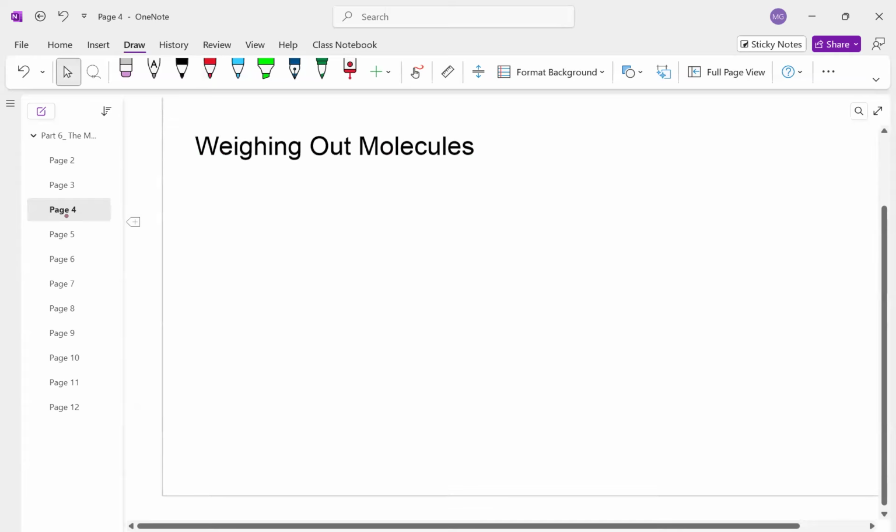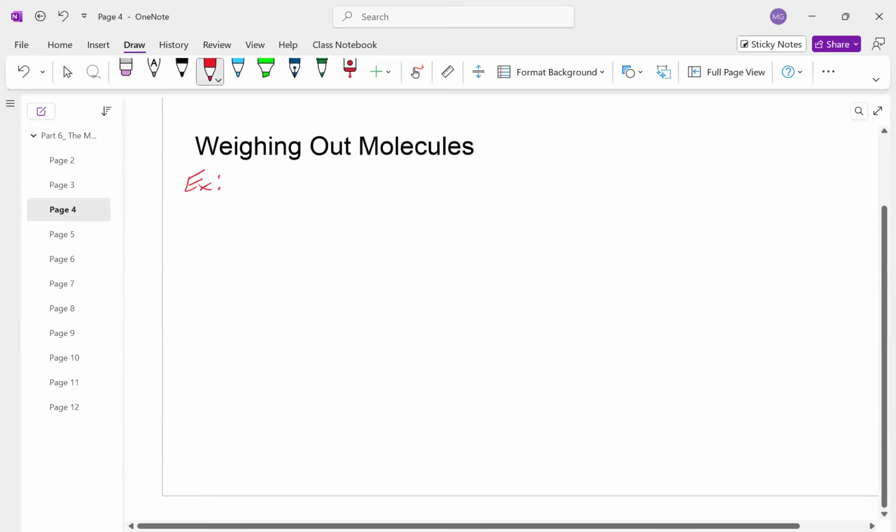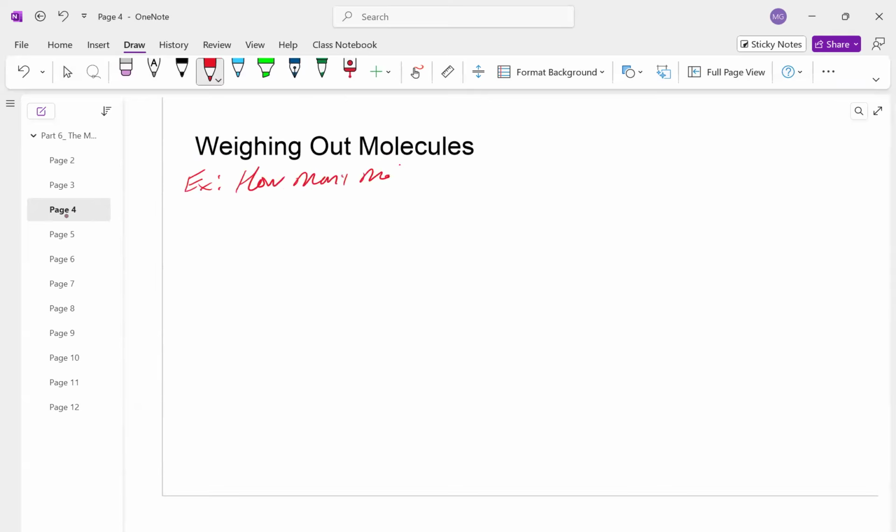Okay, so with this in mind, let's talk about how we can do the same exact thing, but when we have multiple atoms bonded together to make molecules. How do we deal with this? Okay, so let's just jump right in with an example. How many moles is 14 grams of CH4? CH4, you don't have to know this, but that's methane.